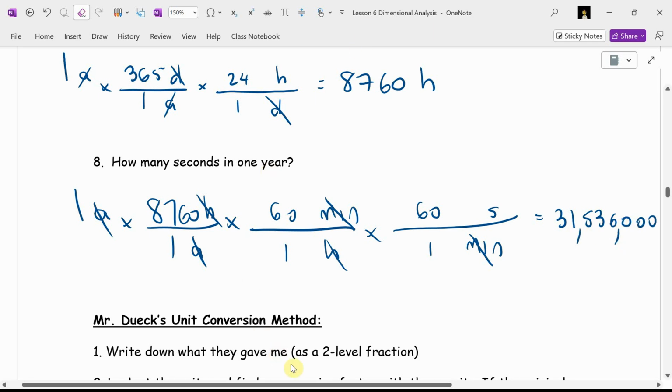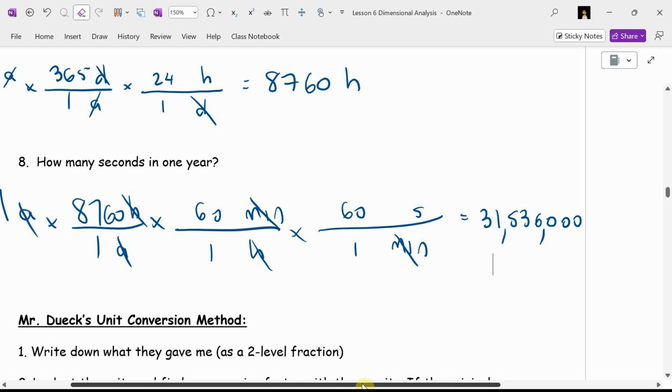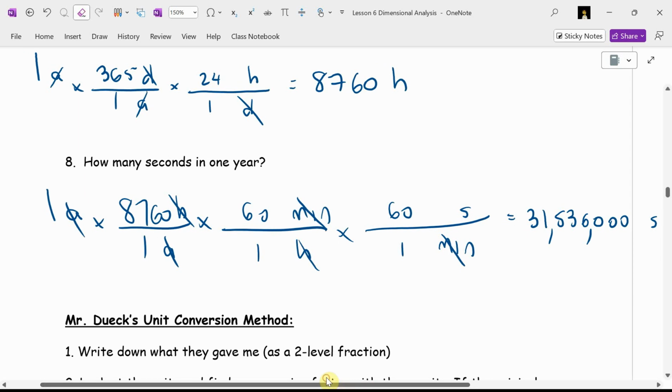Units, Anderson, because units matter. Good. And you can tell if you glance back, what are the only units that aren't crossed out? Seconds, which means I've probably done this right.